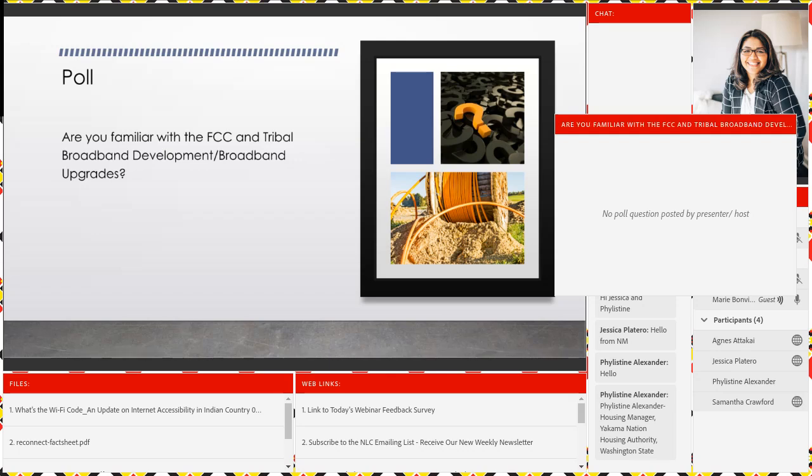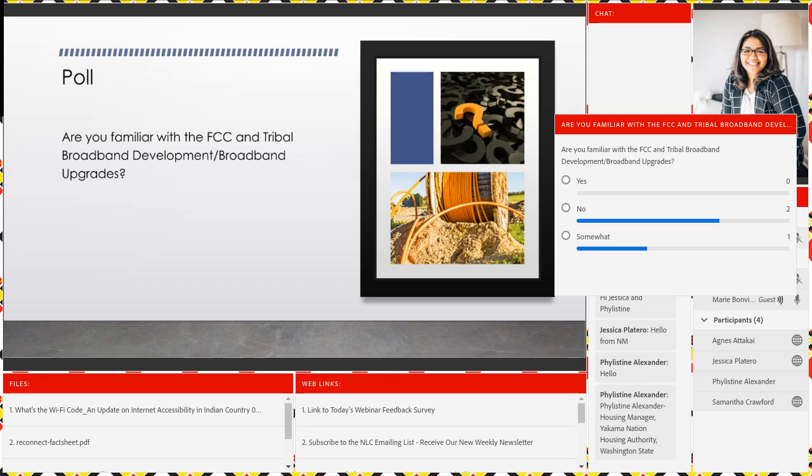So here's a poll for you to get you involved. Are you familiar with the FCC and tribal broadband development at all, right? Or maybe even upgrades, because with your NAHASDA dollars, you are allowed to use funding for upgrades in that regard. So we've got a no and a somewhat. So hopefully everybody can see the answer there. I know that the Tribal Resource Center is kind of looking at that as well. And so we'll try to tailor today's talk to answer any questions you all might have. And of course, if we don't know, we'll find out together and we'll try to get you that information. So I do appreciate you participating in the poll.